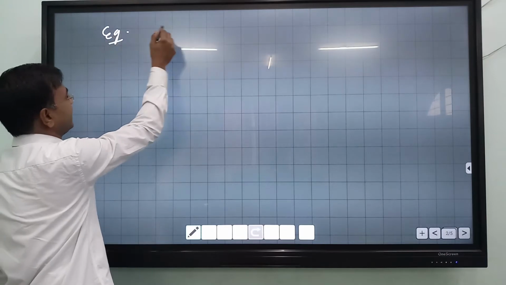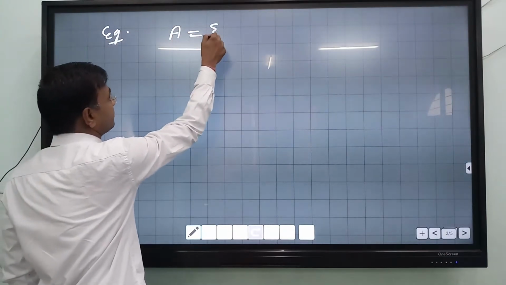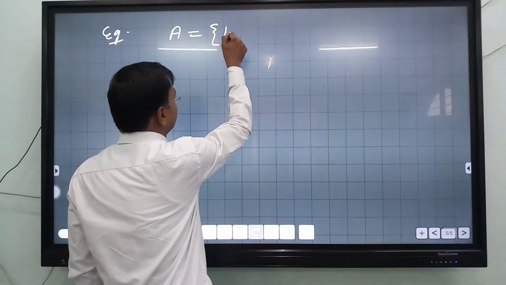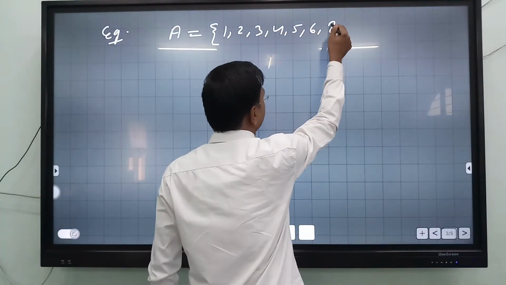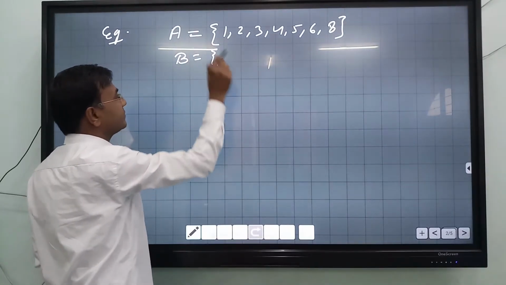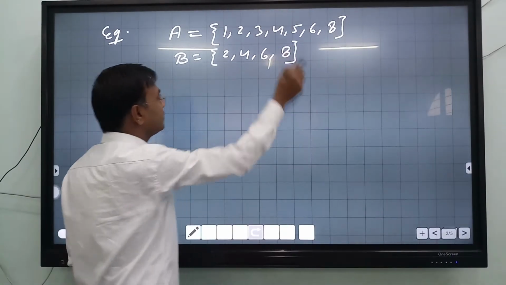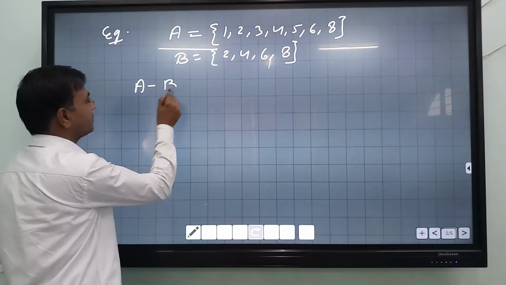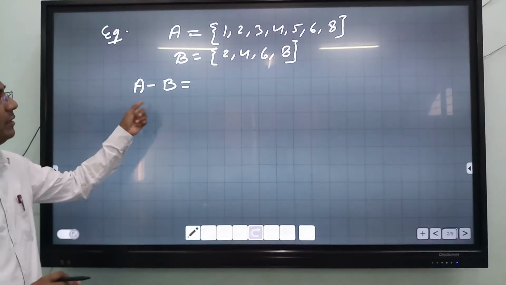And the difference, as you know, is denoted by the symbol A minus B. Usually the minus symbol is used for the number system. So let the set A be 1, 2, 3, 4, 5, 6, 8. This is the set A, and set B is equal to 2, 4, 6, 8. This is the set B, and we wish to find A minus B, that is, the difference of A and B in this order.